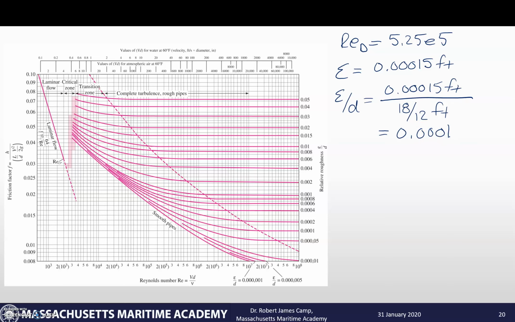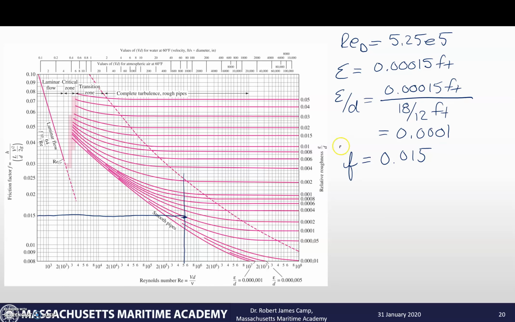Okay, let's go to our Moody chart. Let us find 5.25 times 10 to the 5th. So we're looking at this line right here, just about. Now, epsilon over D, I've got 0.0001, 3 zeros and a 1, so we've actually got that line there. So those intersect right there. And if I bring this over, those are going to intersect just about an f value of 0.015. So once again, anything from 0.014 to 0.016, I'm expecting it to be in that area.